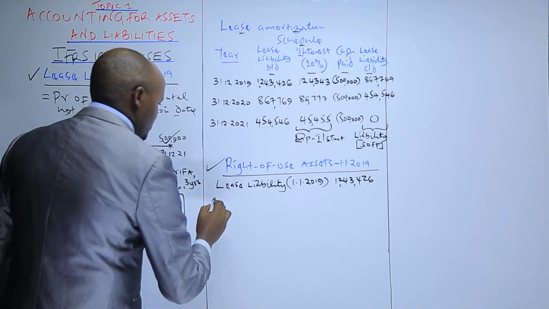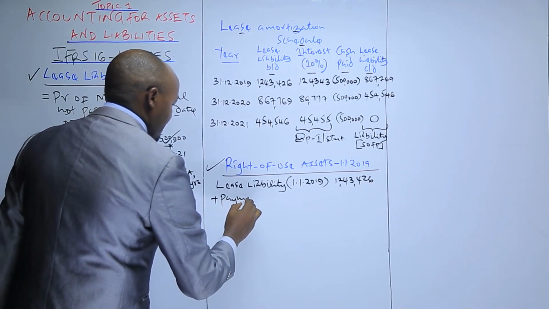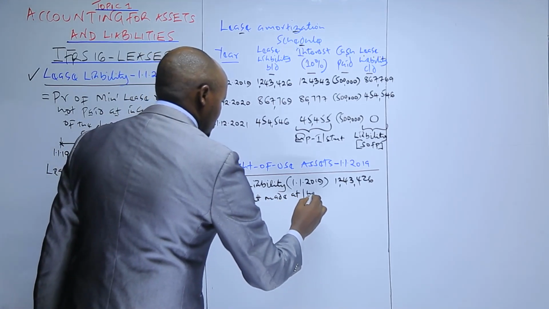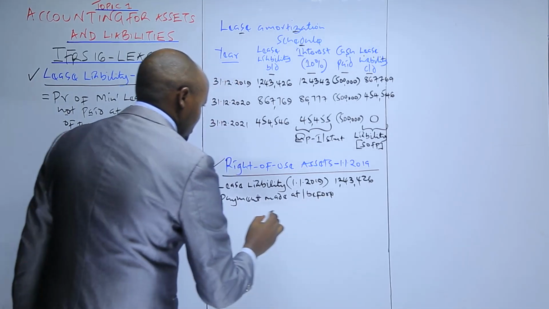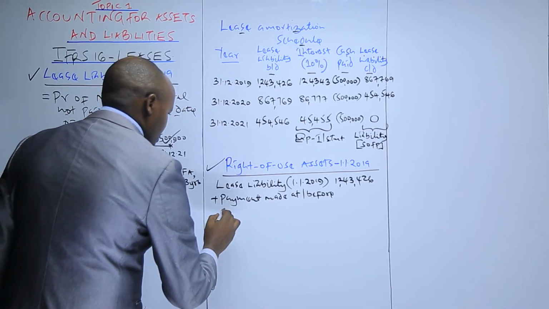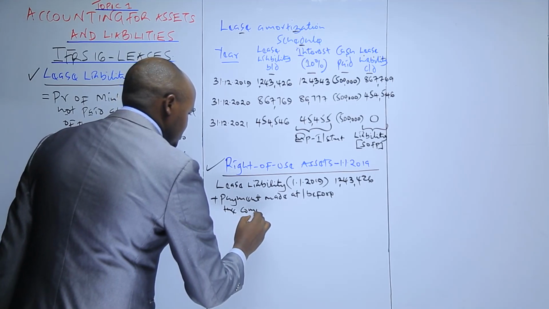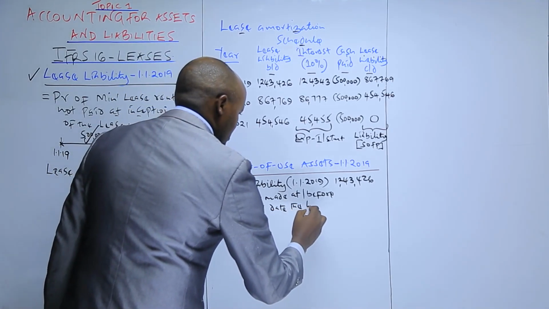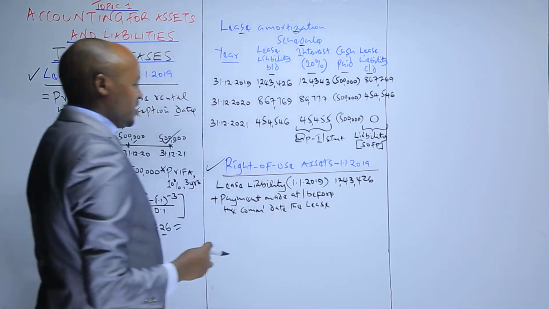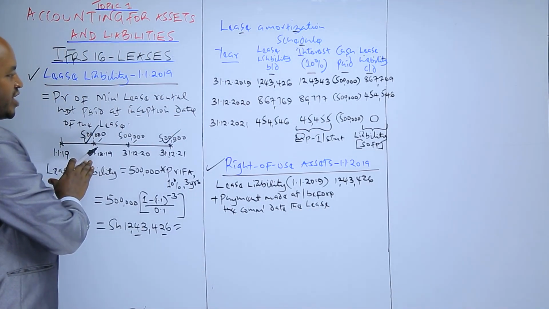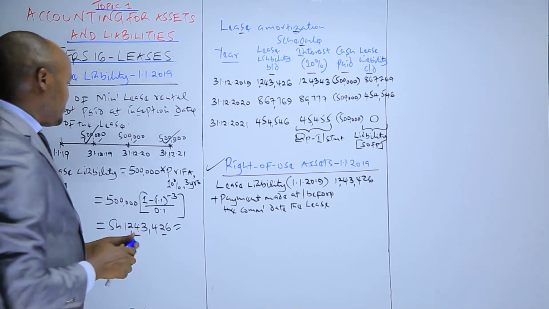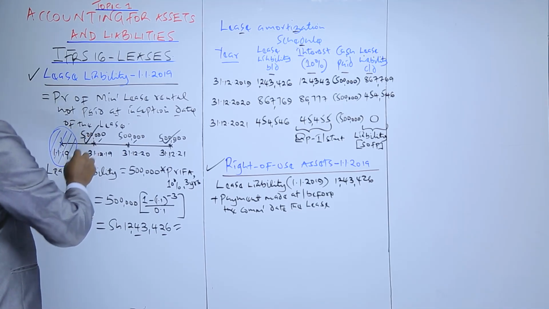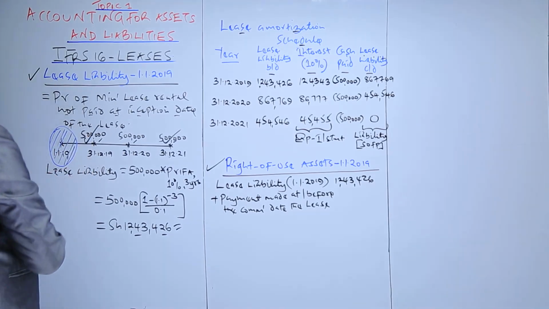And then to this we add payment made at or before the commencement date of the lease. So if you check on this particular schedule which we have here, you'll be able to see that we don't have any payment which was made before or at the commencement date of the lease.